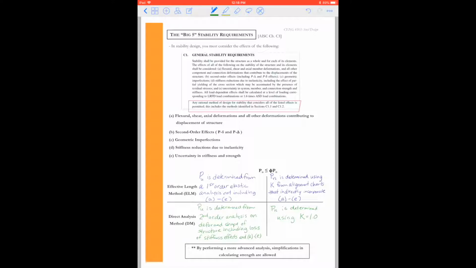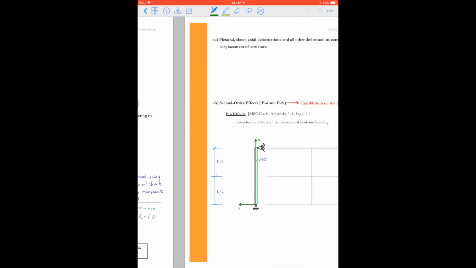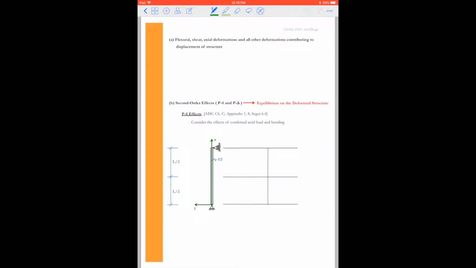All right, so what are these 5 requirements? So let's hit them one at a time. So first we say that flexural, shear, axial deformations, and all other deformations have to be considered. Okay, and so I would say that this is easily handled by most commercial structural analysis software.